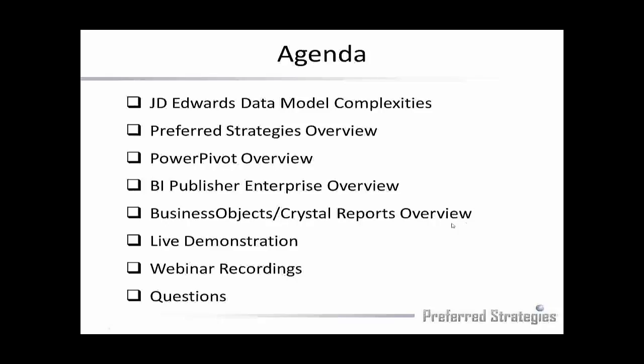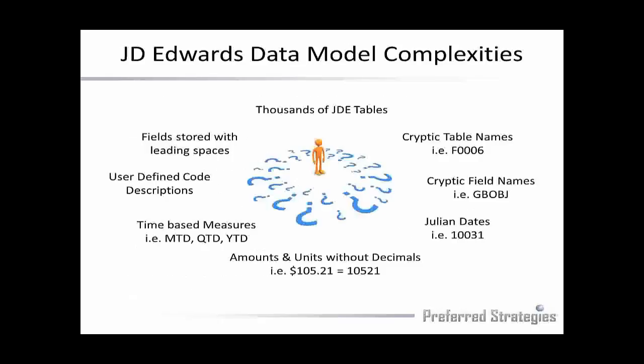So that being said, we'll go ahead and get started. The JD Edwards data model complexities. There's thousands of tables in JD Edwards. Typically, they're set up with very cryptic table names: F0006 for the business unit master, F0901 for the account master. Then the field names are a little cryptic as well. They're typically aliases and codes like GBOBJ for the object account, MCMCU for the business unit. So not everybody understands what those underlying field naming conventions are.